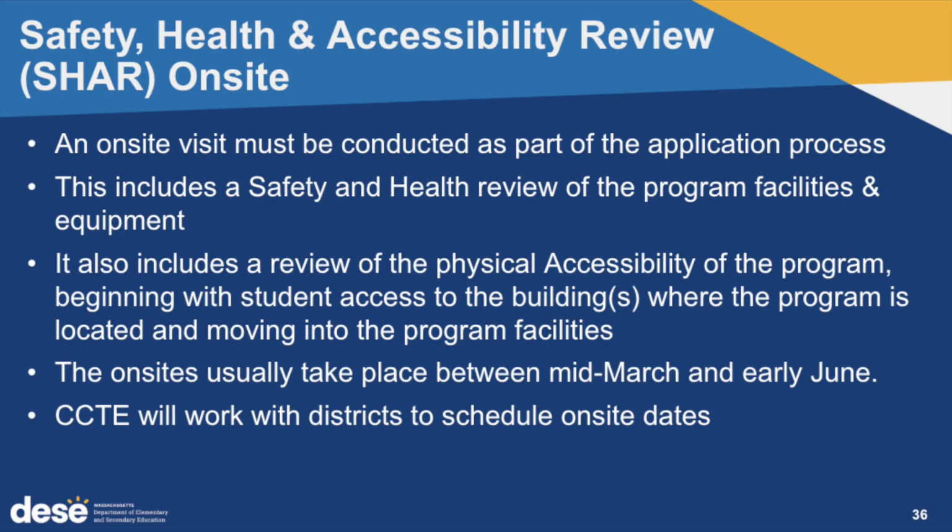This slide begins explaining the Safety, Health, and Accessibility Review, or SHAR, to be conducted on site in the spring after the Part B submission. More information on how to prepare the SHAR is available in the application resource document. CCTE will work with districts to schedule an on-site date, which occurs between mid-March and early June. This important component of the application process includes steps districts can take to make the on-site successful and meaningful.